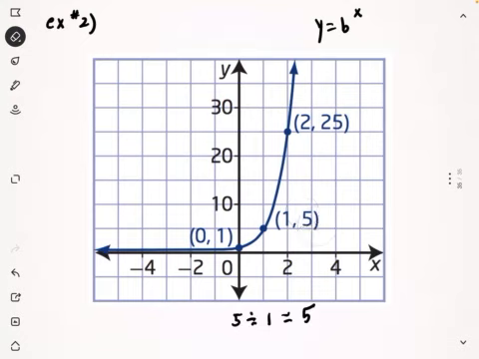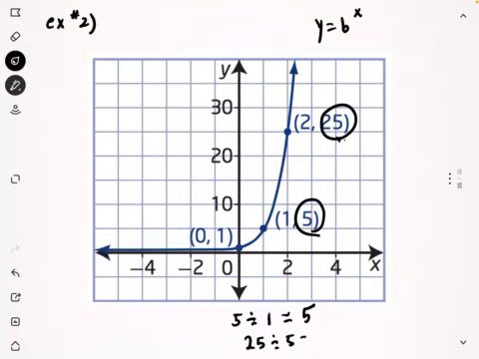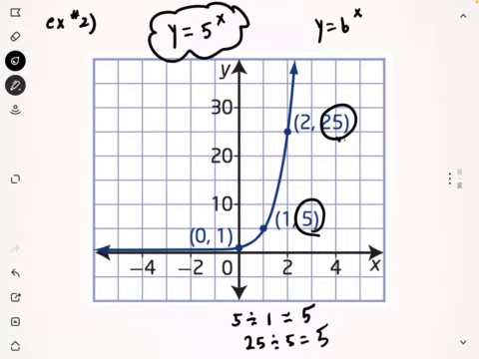Or instead, I can say, okay, let's take the 25 and divide it by 5. Either way, you're going to get an answer of 5. So this gives me y is equal to 5 to the x. And just a reminder to make sure you're doing this in the correct order, and then to look at your answer in the end and say, okay, this is a growth curve. As I move from left to right, it's increasing. So this b value should be greater than 1, which in this case it is.